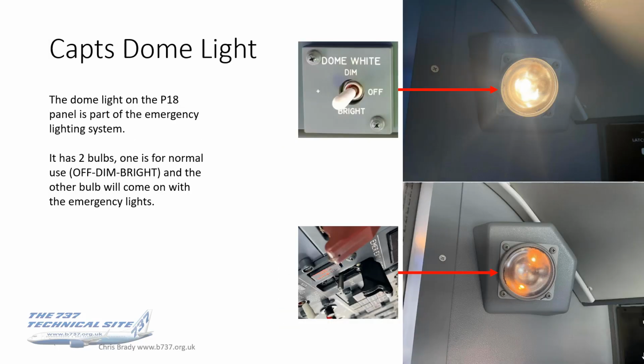Now the captain's dome light, just above the P18 panel there, that's also part of the emergency lighting system, and so there are 2 bulbs in there. One is for the normal use, the dim, bright from the dome light switch. The other one will only come on with the emergency lights. So if you switch the emergency lighting system on, you will see that light come on. So yeah, try it next time you're in the flight deck, on the ground. Just have a play with these light switches, and you will see the different lights there.